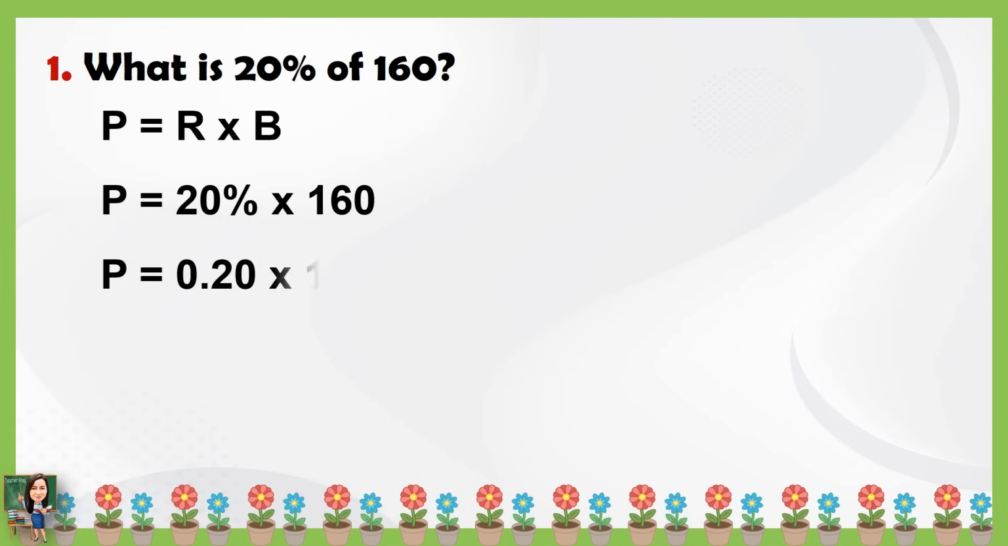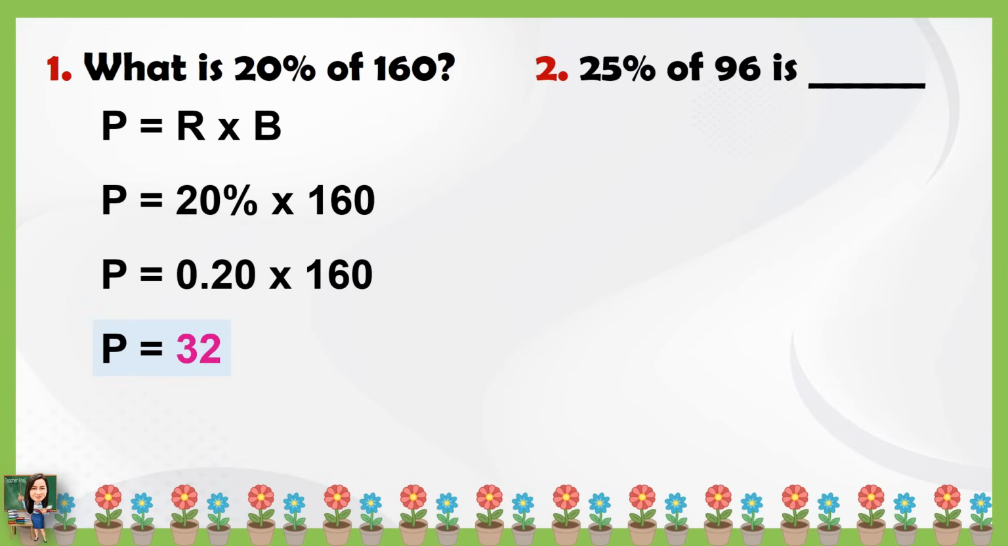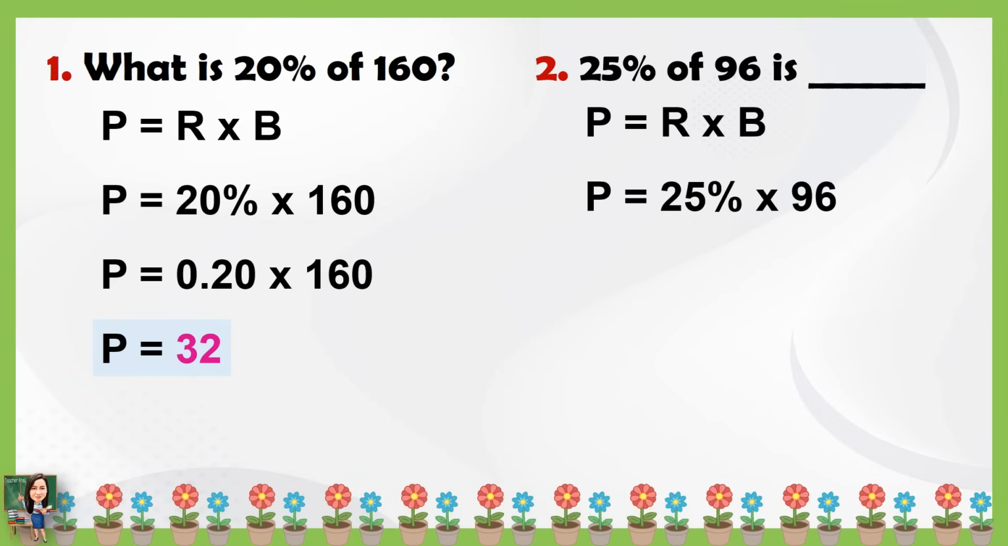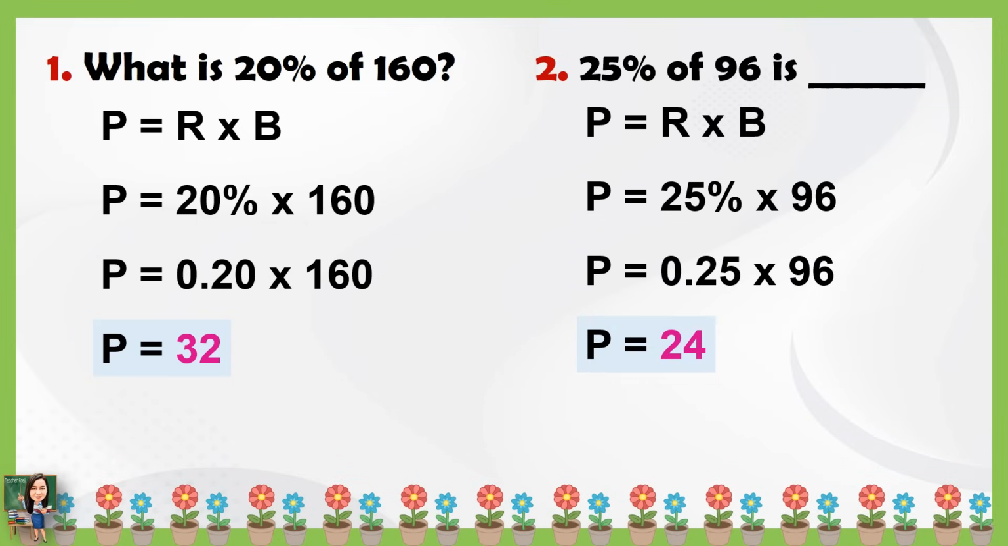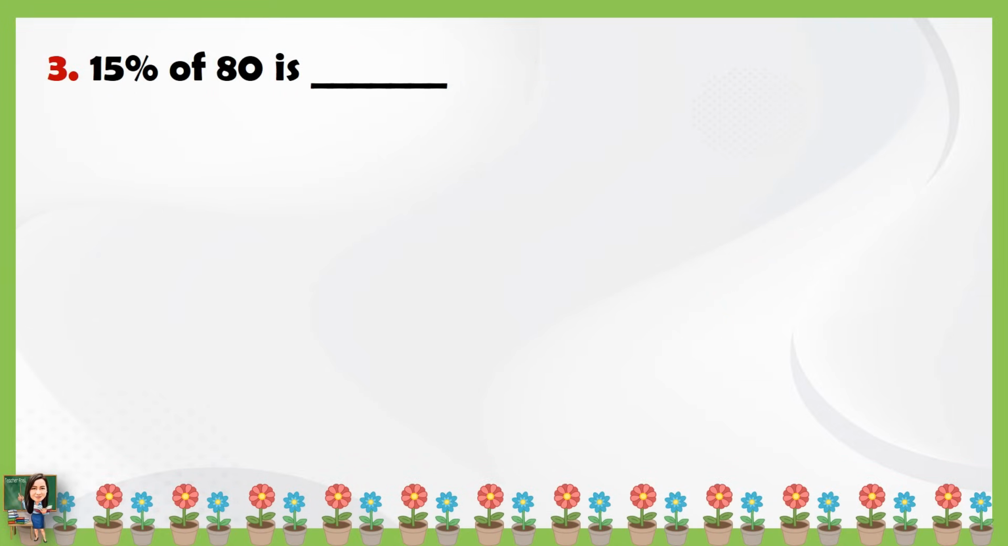In decimal, 20 hundredths times 160 equals 32. The percentage is 32. Number 2. 25% of 96 is blank. The formula is percentage equals rate times base, or percentage equals 25% times 96. Change 25% to decimal. 25 hundredths times 96 equals 24. The percentage is 24.